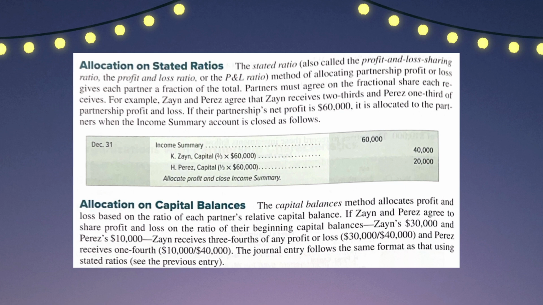Allocation on capital balance. The capital balances method allocates profit and loss based on the ratio of each partner's relative capital balance. The journal entry follows the same format as that using stated ratios.